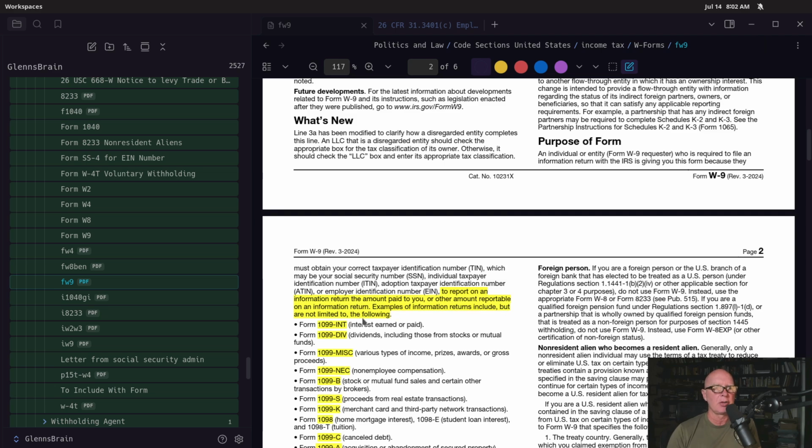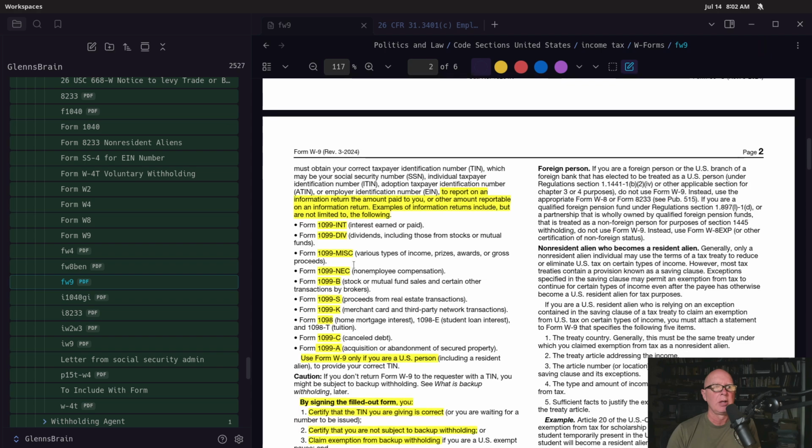Examples of information returns include, but are not limited to, and so here are your information returns, and it's all the 1099s. So that shows that a W-9 is actually something tied to a 1099, and that's why you're always asked to fill out a W-9 before you actually get a 1099 sent to you.